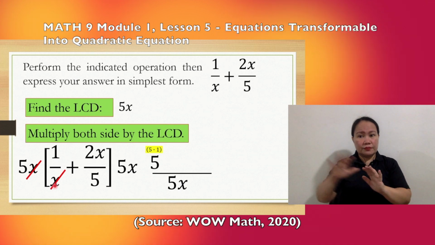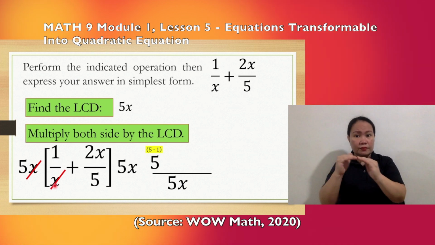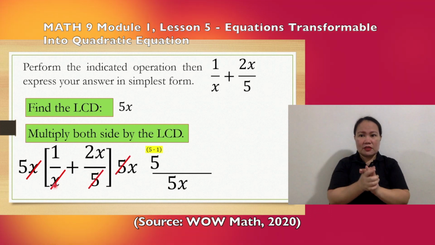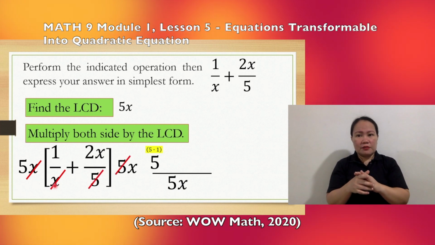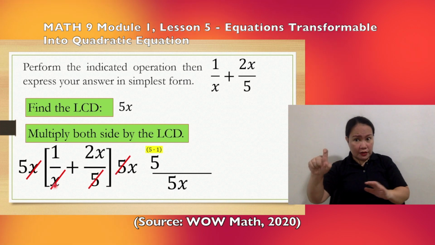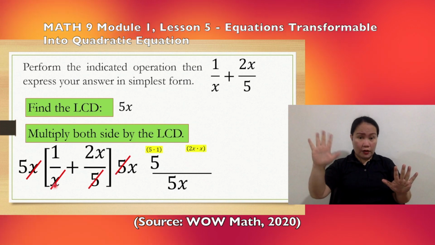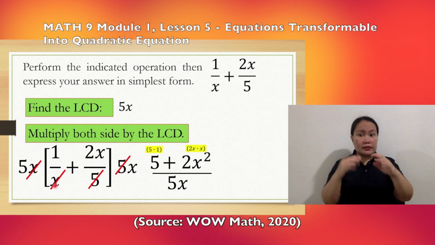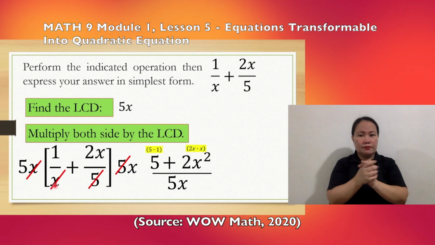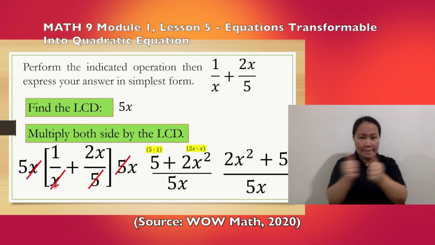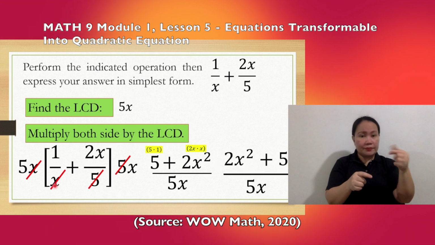Next, multiply 5x to 2x over 5. So, makakancel natin si 5. So, may iwan si x. So, imumultiply natin si x kay 2x. 2x times x, that is positive 2x squared. So, ayusin lang natin yung arrangement ng numerator natin. So, the answer is 2x squared plus 5 over 5x.